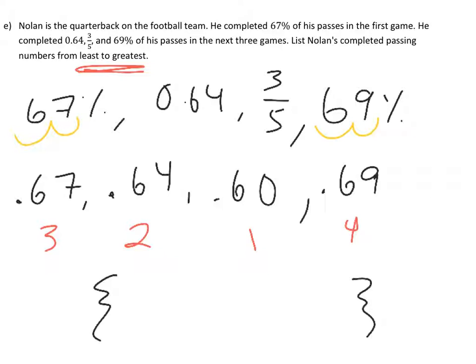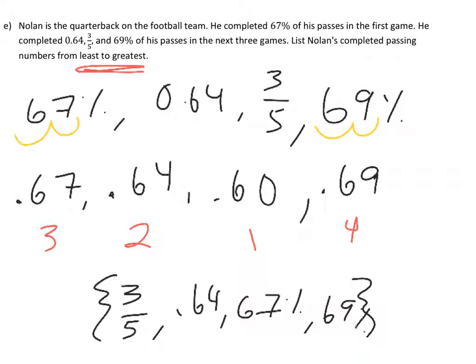Now I'm going to write my answer in the bracket notation, and I'm going to put them in order from least to greatest, so with my red numbers, but in the original format. So I'm going to go back to the word problem and use that format of the numbers. So 0.60 was really 3/5. Number 2 was 0.64, and that was what I was given to as a decimal. Then 0.67, but that was 67%. Then 0.69, but that was 69%. Adding those in as well.